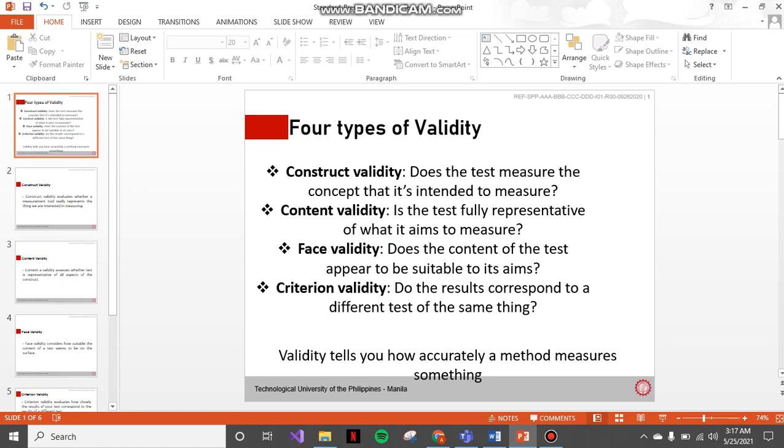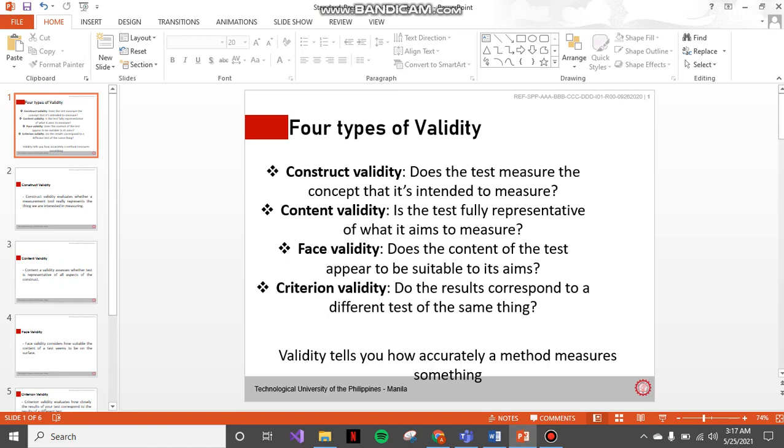I'm here again to introduce to you the four types of validity. The first one is construct validity. It questions: does the test measure the concept that it's intended to measure, just like the main meaning of validity, establishing validity? The next one is content validity. Is the test fully representative of what it aims to measure?